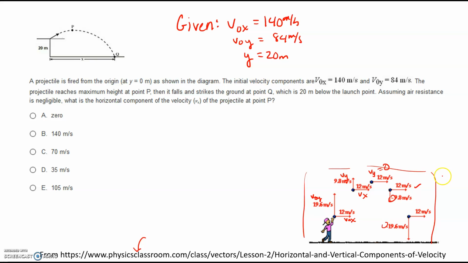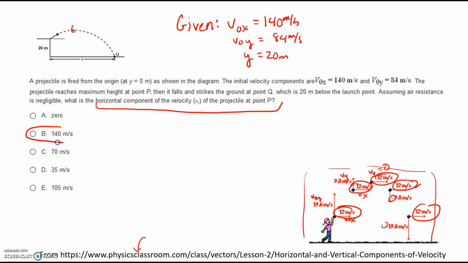So what I did, it says what is the horizontal component of the velocity at point P, which is right here. Well, the horizontal component of velocity remains the same all the way through. So the horizontal component of velocity is going to be 140 meters per second.